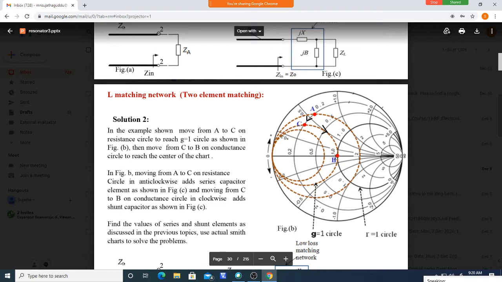You mark the 50 ohm. This is given, 50 ohm. Next, what value do we want to get? This is the value I want to get between these two terminals. What can I do? You start from here.